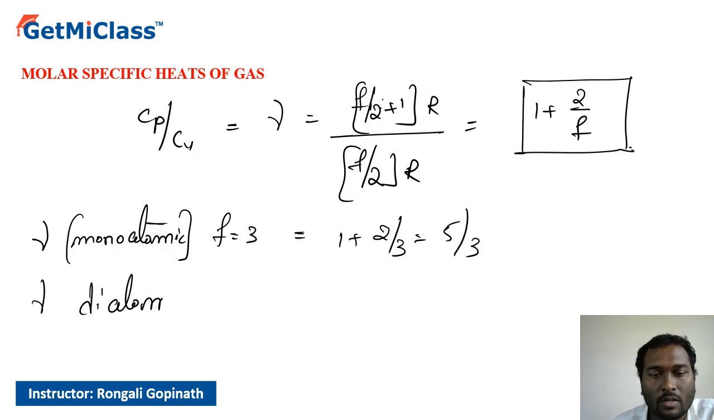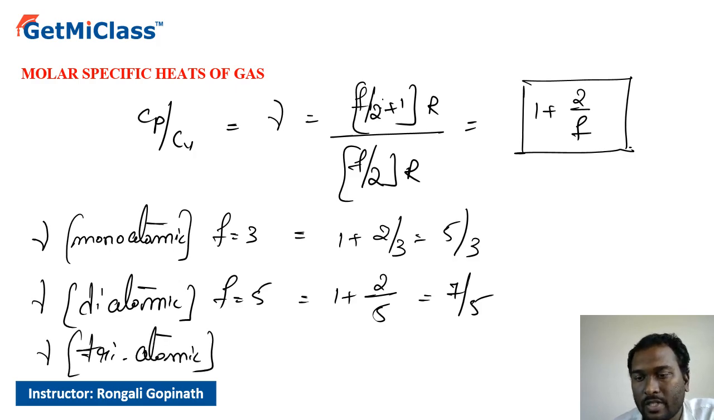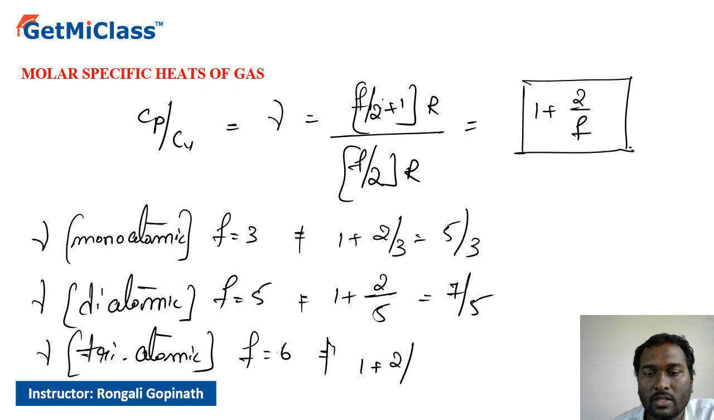Gamma for diatomic: degrees of freedom are 5, which is 1 plus 2 by 5, that is 7 by 5. In case of triatomic, when I say triatomic, it is non-linear, that is understood obviously. F is equal to 6, so gamma would be 1 plus 2 by 6, which is 4 by 3. So this is how you calculate gamma based on the degrees of freedom.